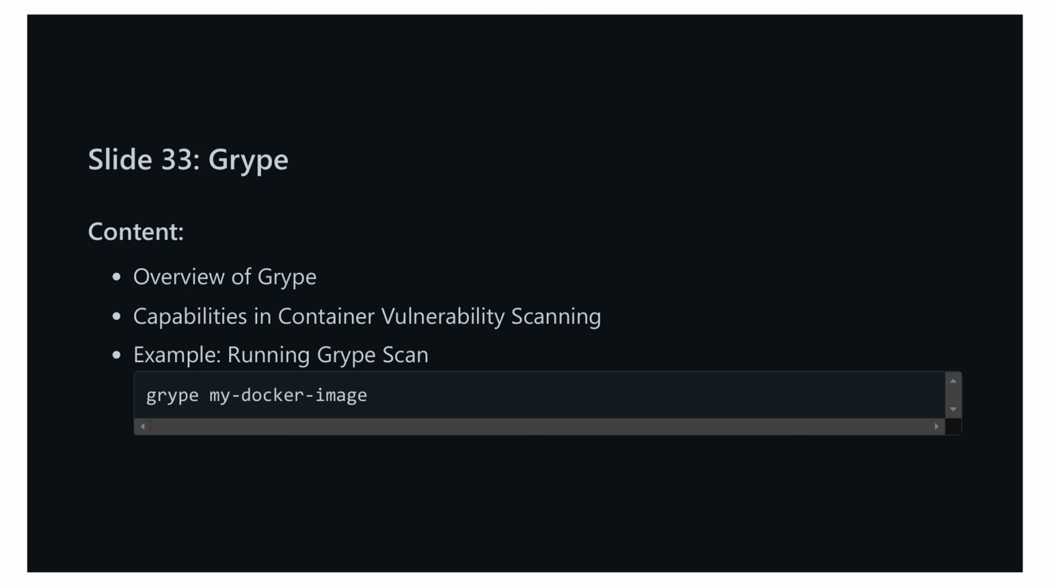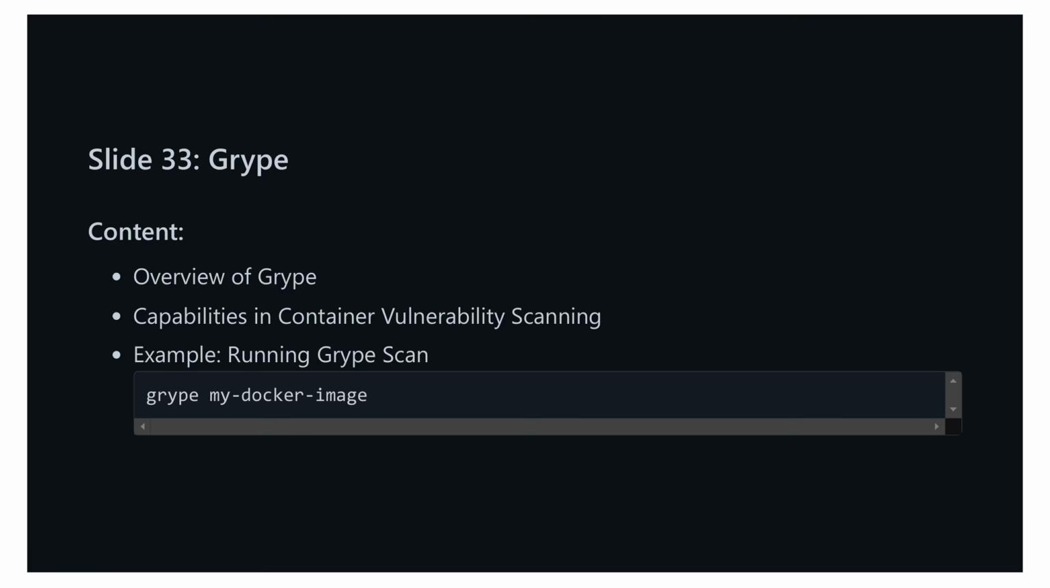For a practical example, we'll demonstrate running a Grype scan. The command to execute this is straightforward. Simply use grype my-docker-image. This command initiates an in-depth scan of the specified Docker image, listing all detected vulnerabilities so that you can address them proactively. In the following slide, we'll move on to Trivy, another excellent tool for scanning container images and infrastructure as code files.